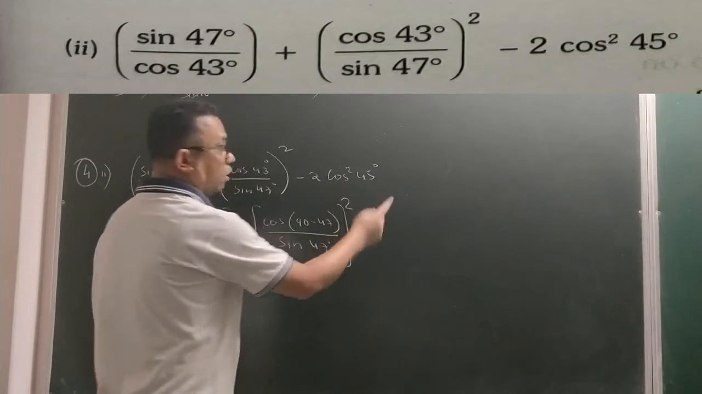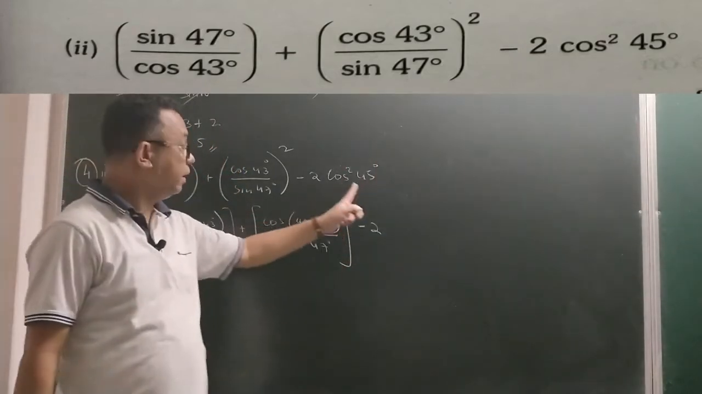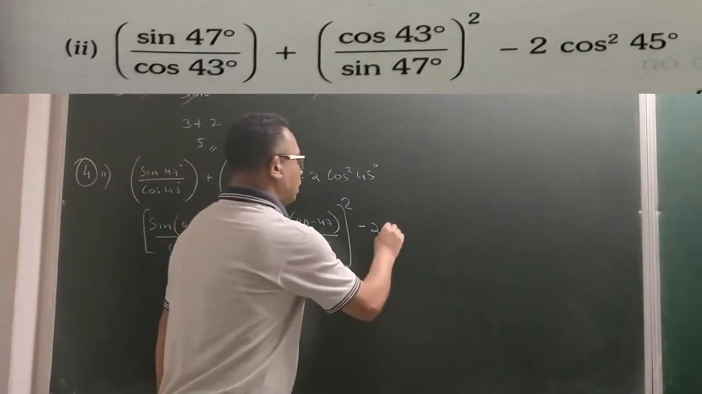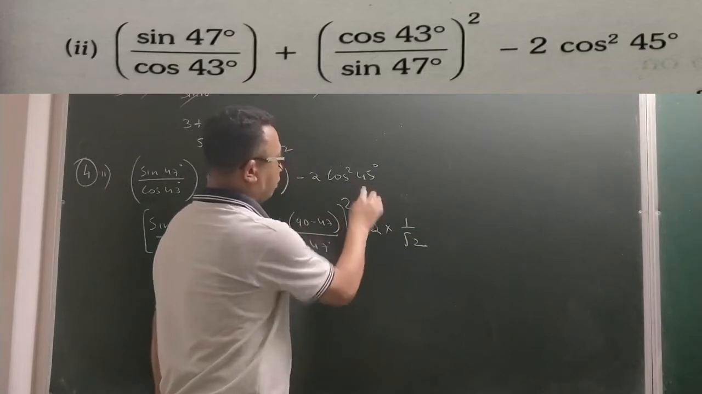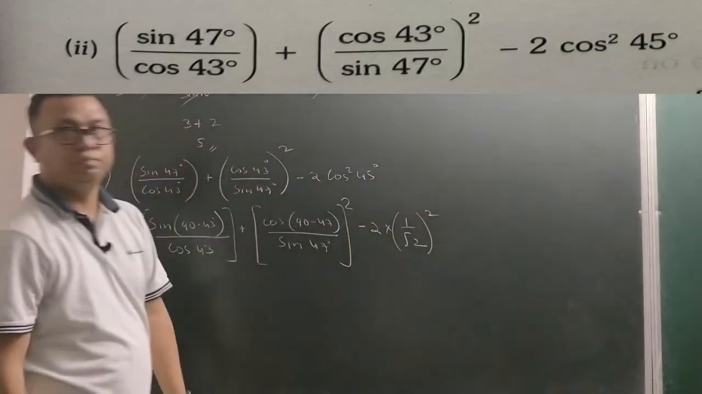Minus 2. Now as I said, don't look for a pair of complementary angles because 45 is standard, cos 45. Now from the table you have learned cos 45 value is 1 by root 2. Cos 45 value is 1 by root 2, but since there is a square, there you go, square.